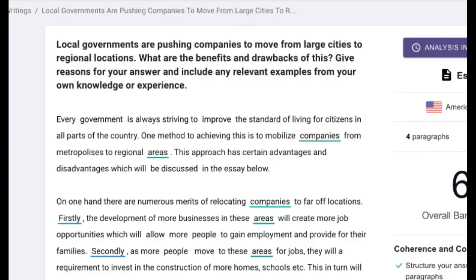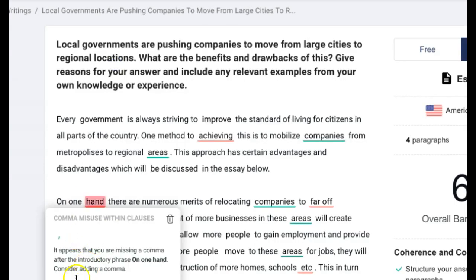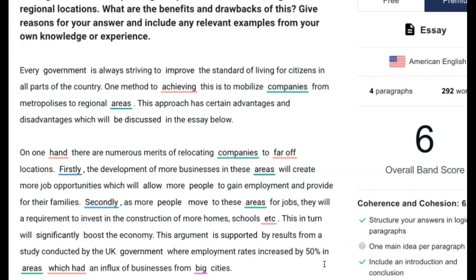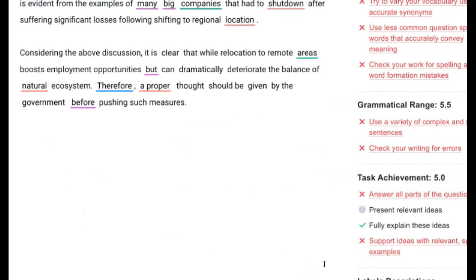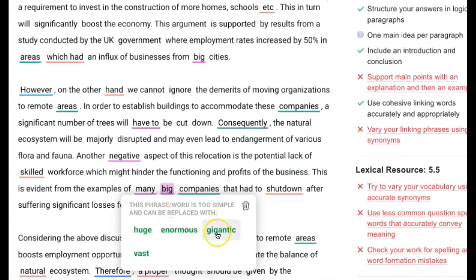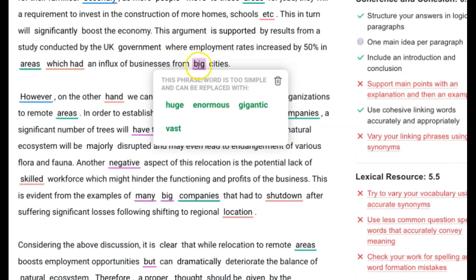Let's have a look and see if it has got it. Yep, it's completed it. Okay, so you're still on a band 6, which I think is maybe a little bit harsh. Okay, but you can get some more feedback there. Yeah, you can see huge, enormous, gigantic. My suggestions were far superior, so it's up to you.